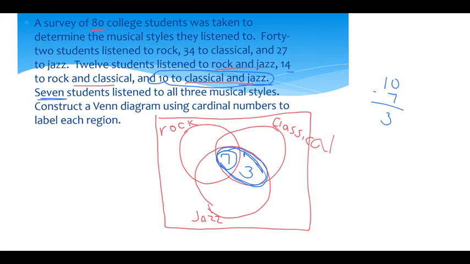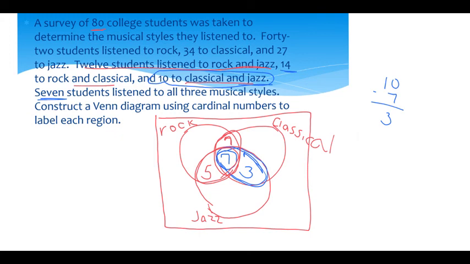Let's see here. 14 like rock and classical. So that overlaps right here. Again, I already have 7. So 14 minus 7 is 7. So we'll put a 7 right there. And then we have 12 students listen to rock and jazz. So rock and jazz overlap right here. And we have 7 listed there, 12 total. So that's 12 minus 7 is 5.